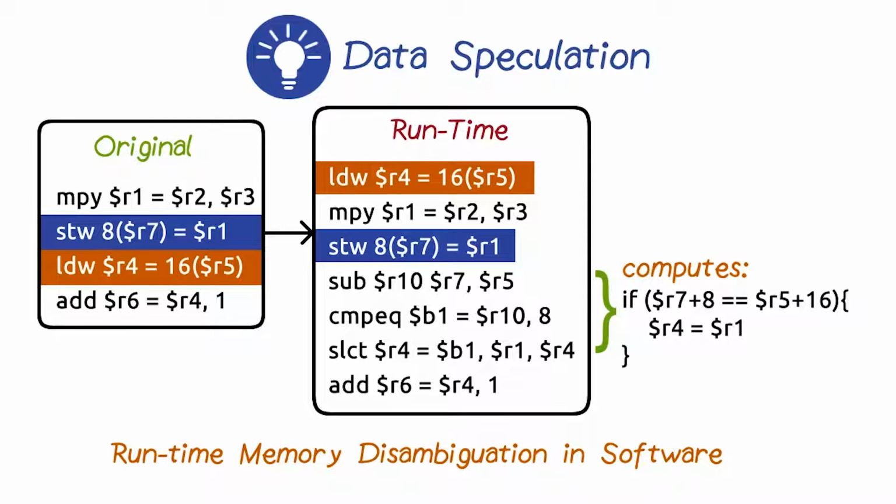What we have here is an original code in which again we have a store to a particular memory here. What it is doing is taking the value of R1 and storing it into this memory. The base address is given by R7 and the offset is 8. Subsequently, we have a load instruction which is loading the value from yet another piece of memory where the base address is given in R5 with the offset of 16, and that value is being loaded into register R4.